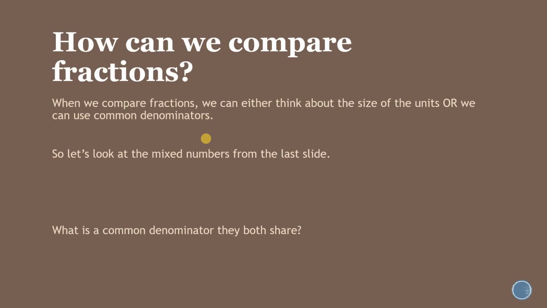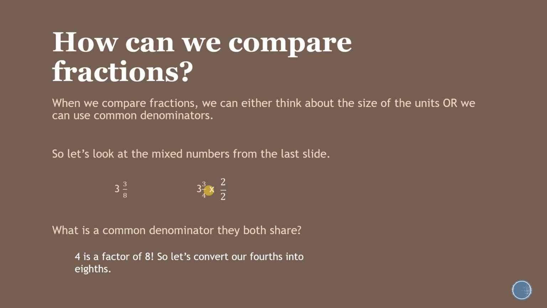But today we're going to compare using common denominators. So let's look at those mixed numbers from the last slide. We are going to find a common denominator between both of them. So think in your head, what is a common denominator that they both share? What can I do to either this one or this one to change it into a new denominator? Well, I know that 4 is a factor of 8. So I know that I can convert these fourths into eighths. 4 times what equals 8?